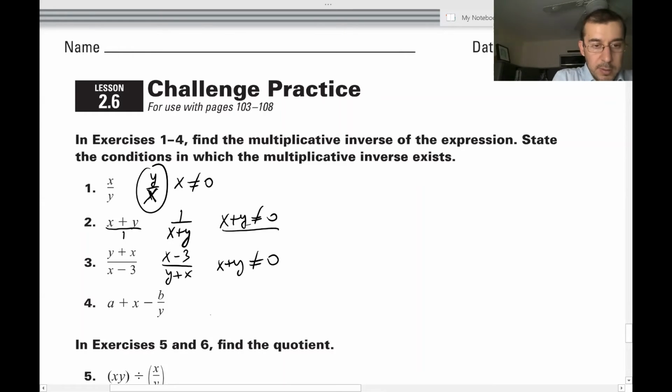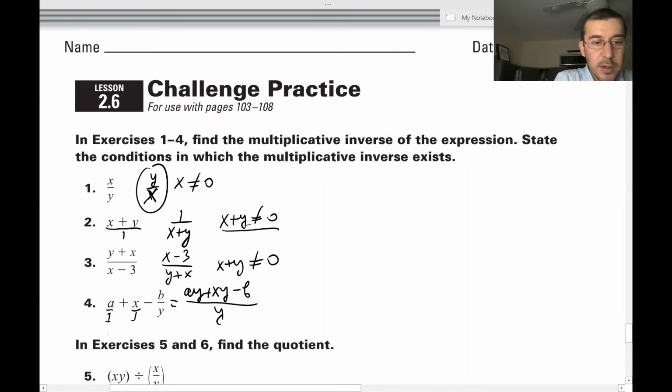Number 4, well, let's get the greatest common denominator, which is y. So we multiply the numerator, this is a over 1. So to get y, we multiplied 1 by y. Well, if you multiply the denominator by y, you have to multiply the numerator by y as well. So this is ay. This here is x over 1. To get y in the denominator, we multiplied 1 by y. So we have to multiply x by y. So this is plus xy. And this is already over y, so just minus b here.